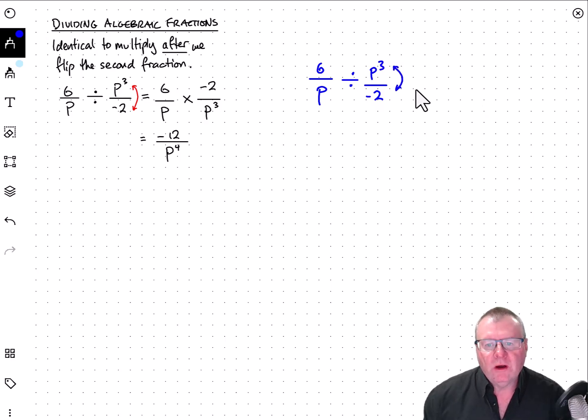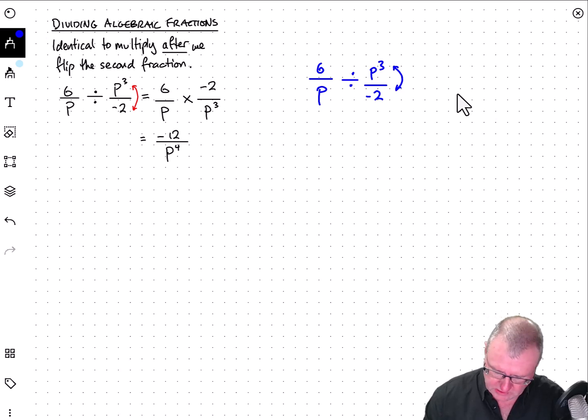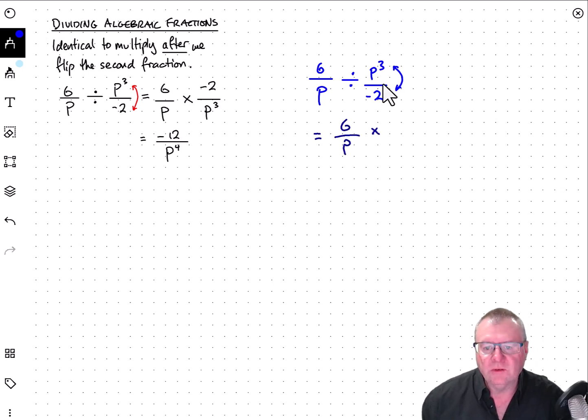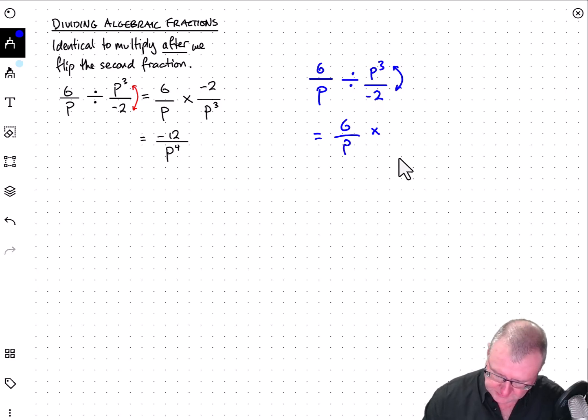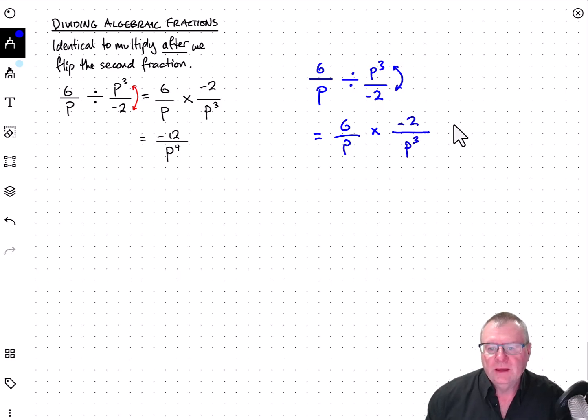So I'm going to rewrite it with the -2 on top and the p cubed on the bottom. So let's do that. I've got 6 over p, and I'm going to change the divide to a multiply. So we flip it upside down, or in mathematical terms, we say we invert it. And now it's just like the multiplying.